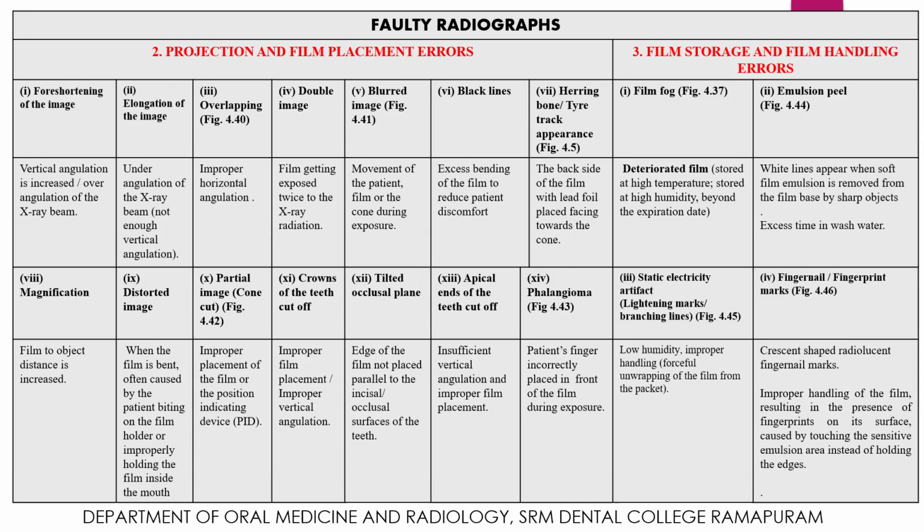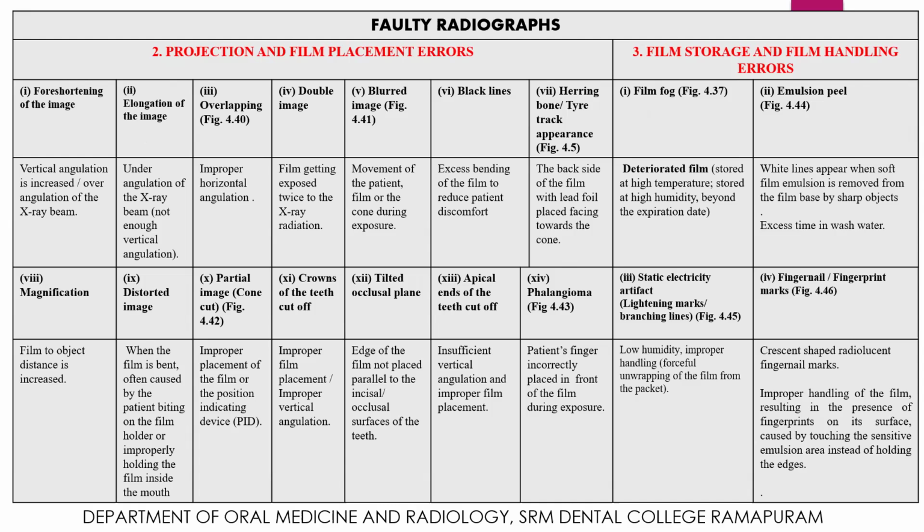Then we have a partial image or a cone cut, which is the most common type of error that we can encounter in our routine day-to-day practice, because of improper placement of the film or the position indicating device when we are using a paralleling angle technique. Crowns of the teeth are cut off due to improper film placement, tilted occlusal plane. The edge of the film is not placed parallel to the incisal or occlusal surface of the teeth. Apical ends of the teeth are cut off. A phalangioma: the patient's finger or the operator's is incorrectly placed in front of the film during exposure. So the cone cut is the most common type of error.